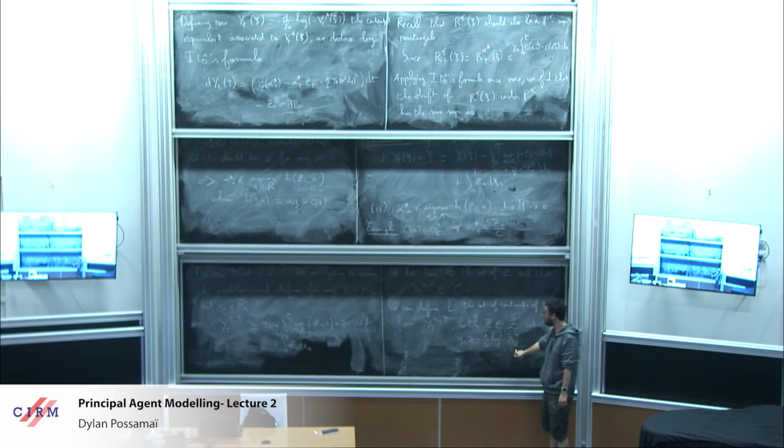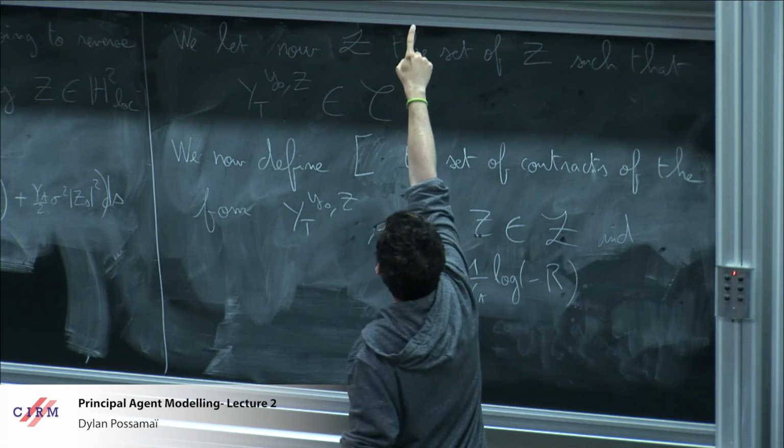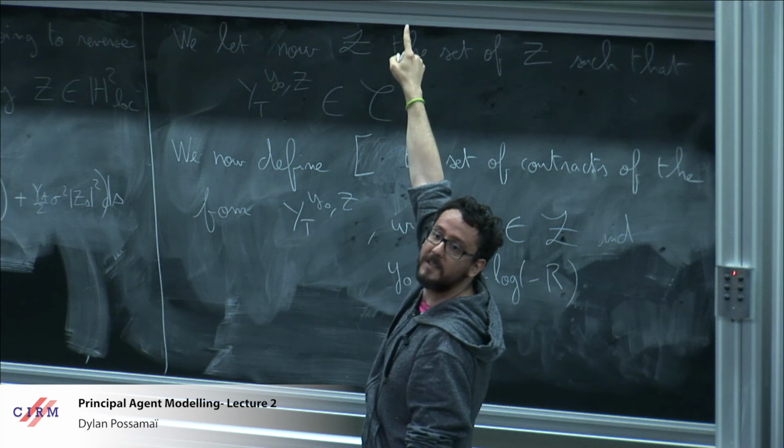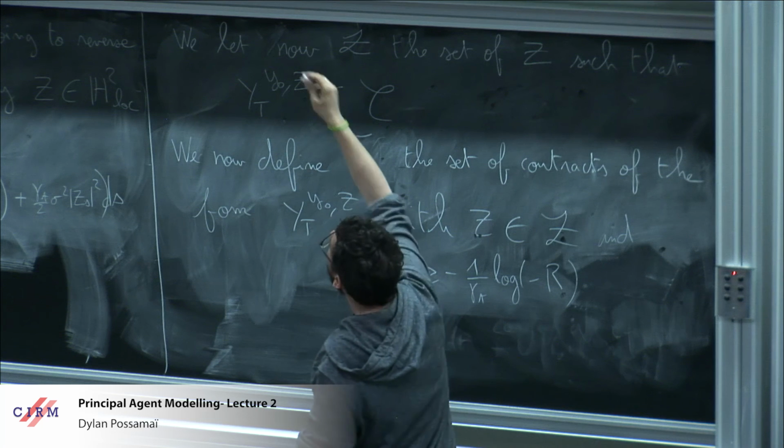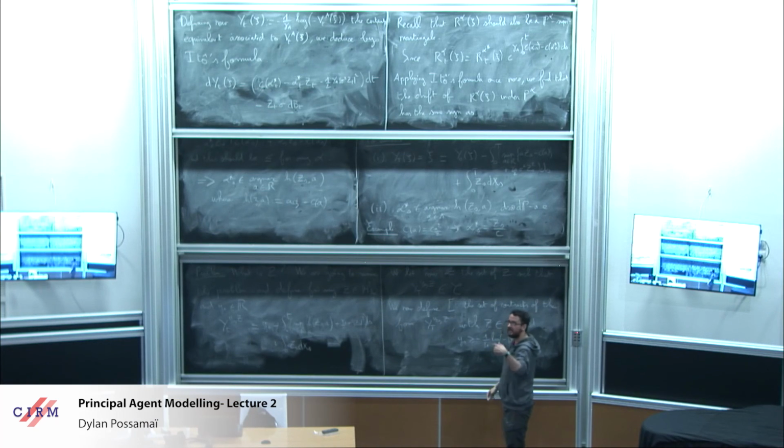Where does that come from? Remember R, that's the reservation utility of the agent. Now, if we start thinking about this, what's going on here? If I go back to this value, what is the y0? This is y0 of xi. y0 of xi is the certainty equivalent of the agent's value at time 0.